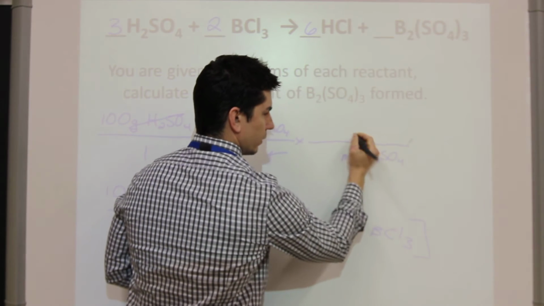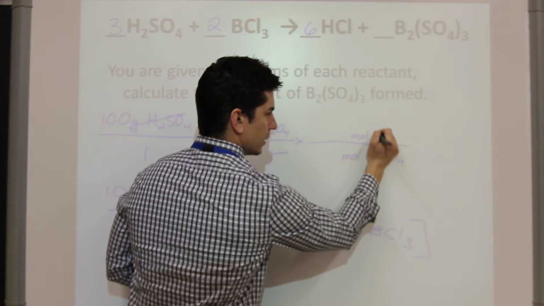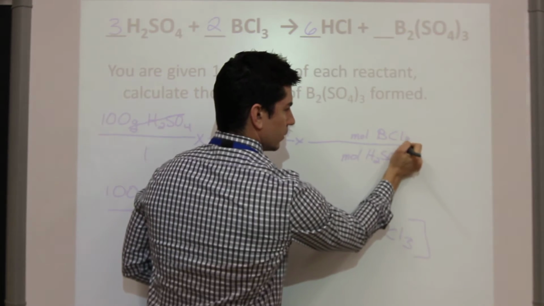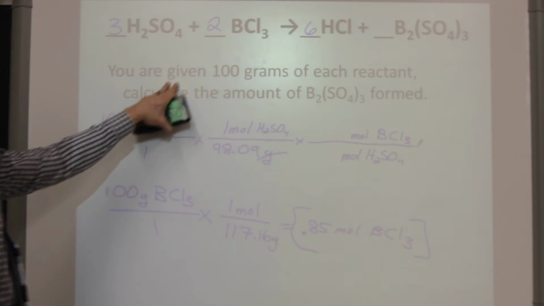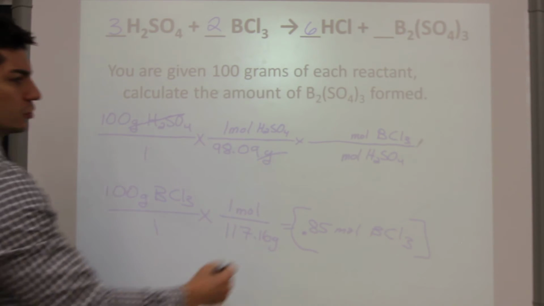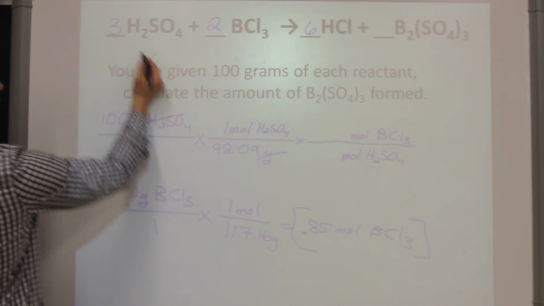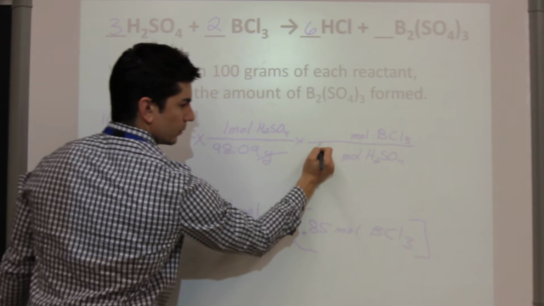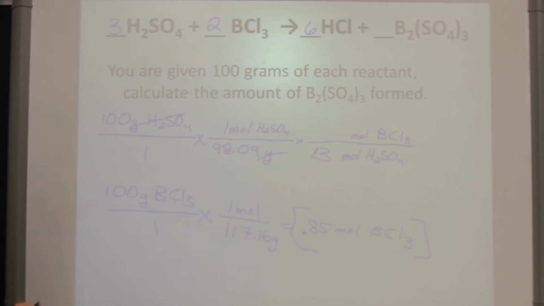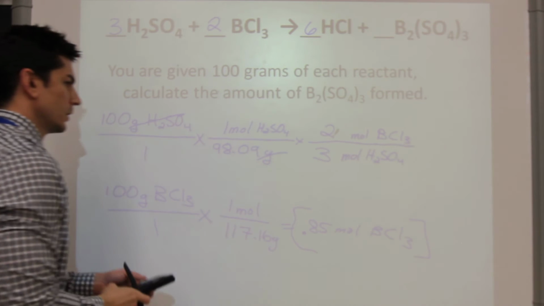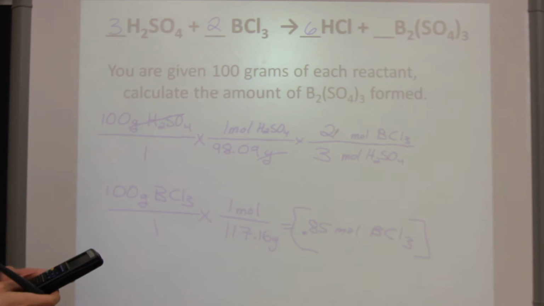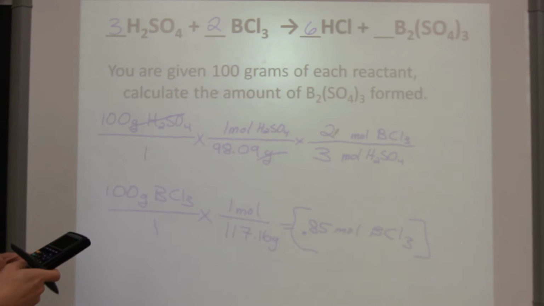And then on top is where we want to get to, so it's going to be moles of BCl3. But we don't have any numbers in here yet, and that's where we have our balanced chemical equation to help give us those numbers. So what number is in front of H2SO4? It's a 3, so we're going to put a 3 there. And what number is in front of BCl3? It is a 2.